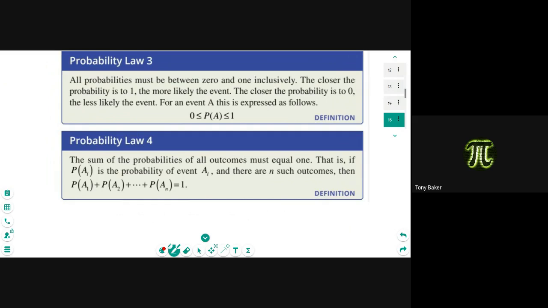The sum of all probabilities has to equal 1. So if I take the probability of getting a head and the probability of getting a tail and add them up, I'm going to get 1. And in that last experiment that we did with the weighted die, if I added up all those probabilities, I'd have gotten 33 over 33, which was 1.